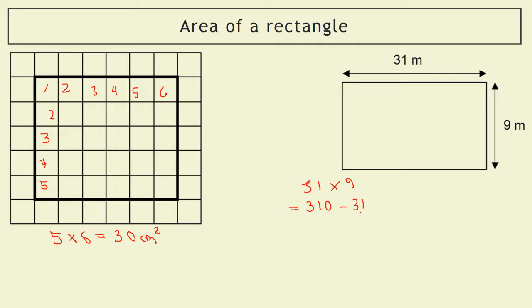Taking 10 away is easy. Sorry, I'm jumping ahead. Taking 10 away would take us to 300. Then if we take another 20 away, it would take us down to 280. But we had 21 to take away, so we'll get to 279. And again, we were told they were in centimeters, so that's square centimeters. All right, just the length times the width for a rectangle.